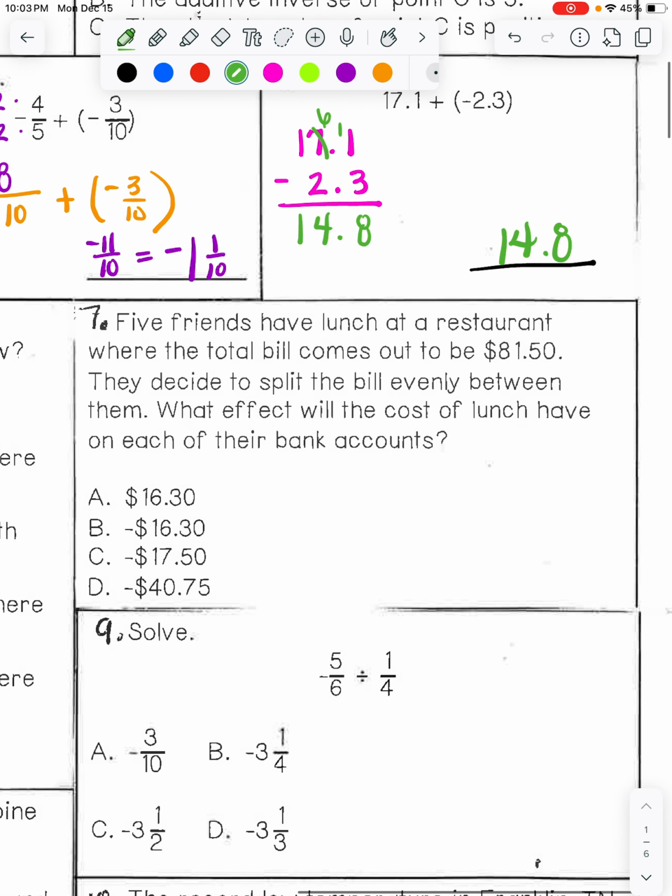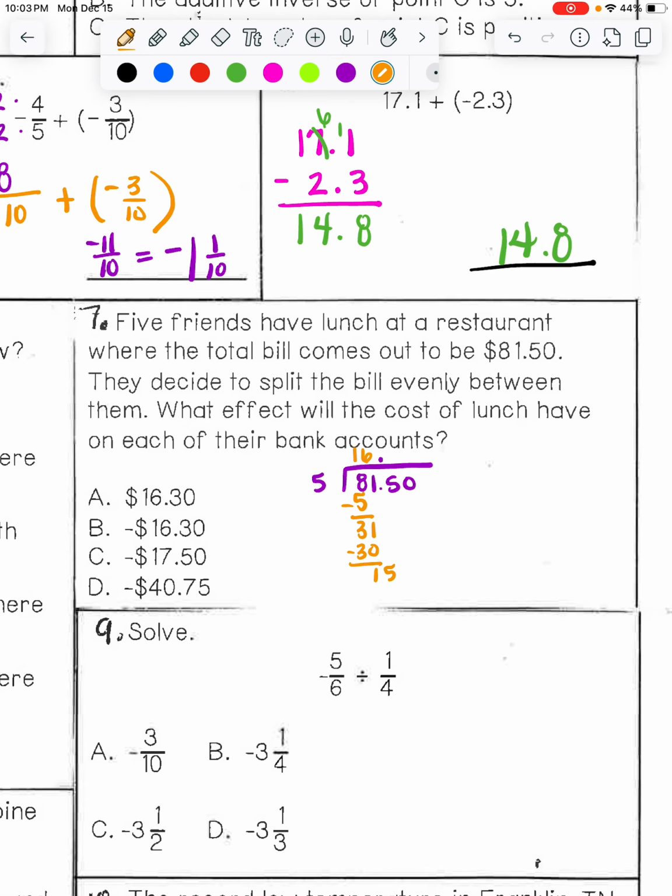Number 7, 5 friends are going to lunch. The total bill is $81.50, and they're going to split it evenly. So I'm going to have to divide here. 5 will go into $81.50. I'm going to go ahead and bring my decimal up. 5 will go into 8 one time. Going to bring that 1 down. 5 will go into 31 6 times.